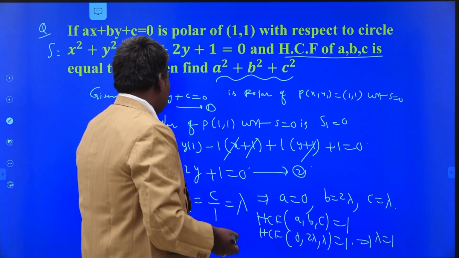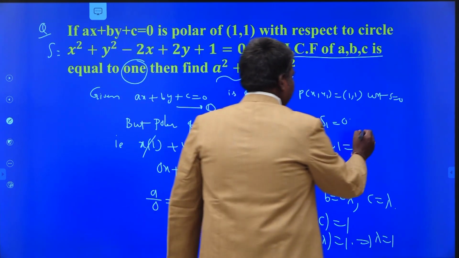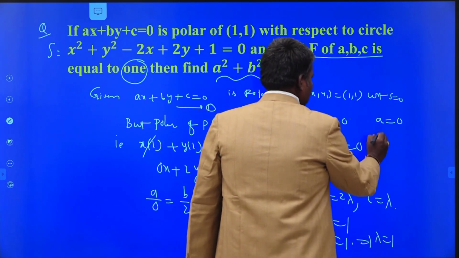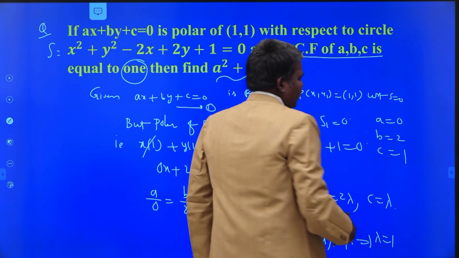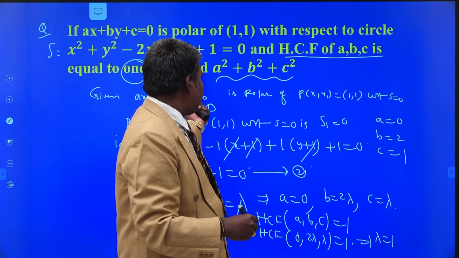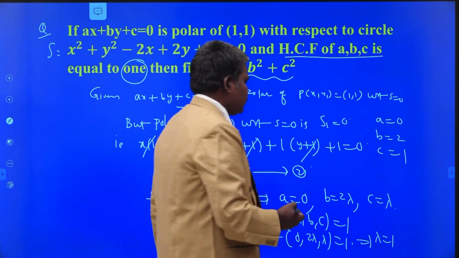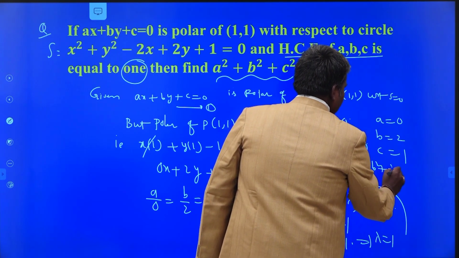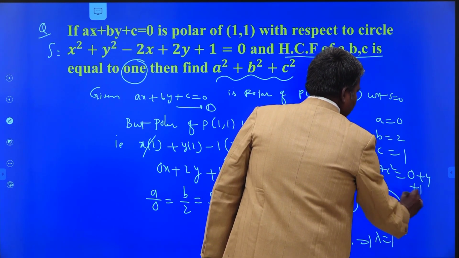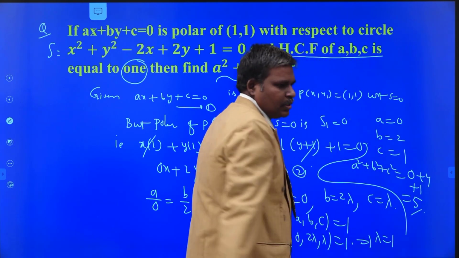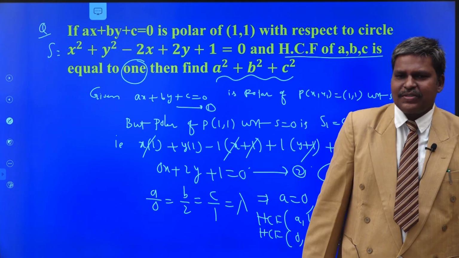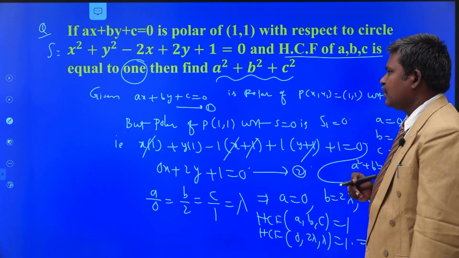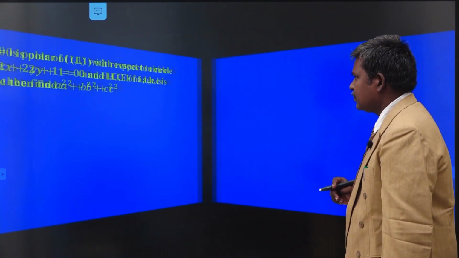When lambda is equal to 1, what is a's value? 0. a is fixed at 0, b is equal to 2, c is equal to 1. Once you have the a, b, c values, is it possible to find a square plus b square plus c square or not? Very easy for you. So, what is my a square plus b square plus c square, my dears? 0 plus 4 plus 1, that is 5. Your value of a square plus b square plus c square is 5. Okay, next.